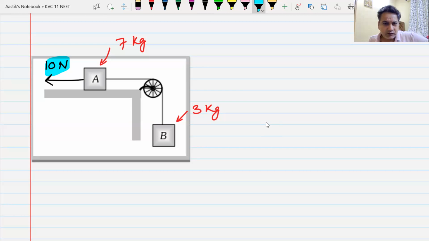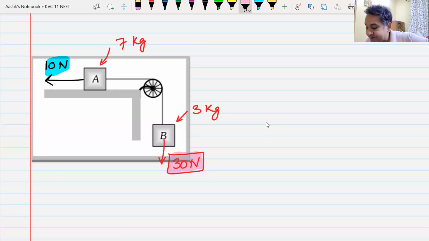Previously, why was it moving downwards? Because there was a force of 30 newtons applied. This is also an external force applied by gravity. There was this 30 newtons which was trying to pull it down. Now, apart from that 30 newton which is trying to pull it down, there is 10 newtons which is trying to pull it up. Now I ask you the same question.